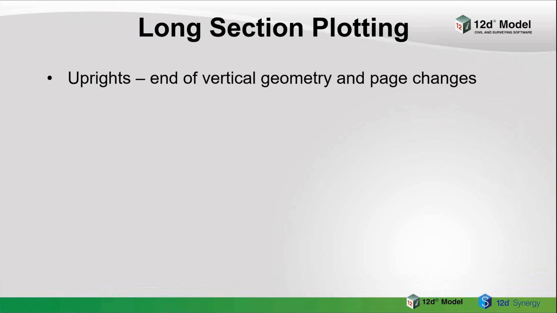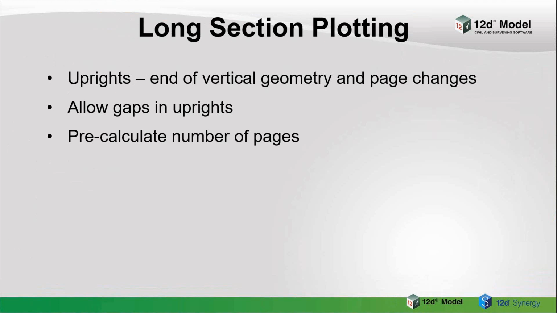Similarly, for the long sections, we're going from a super alignment to alignment. We found there are a couple of things that the super alignment missed, and one is being able to set the uprights at the end of the vertical geometry in page changes. You used to do that with the alignment string. And again, you can allow gaps in uprights on the long section, and you can also pre-calculate the number of pages and put the uprights at the back of the plot.